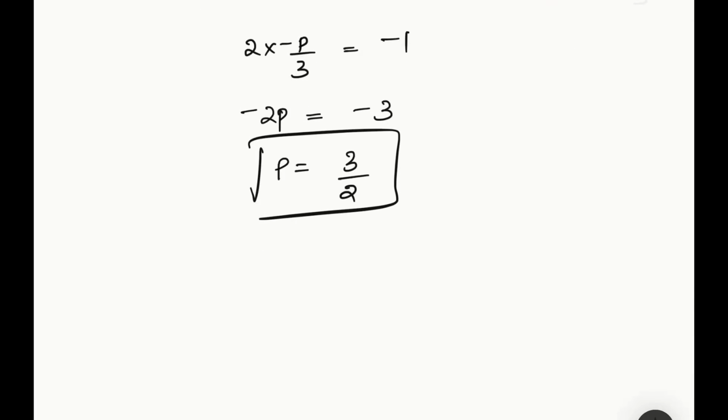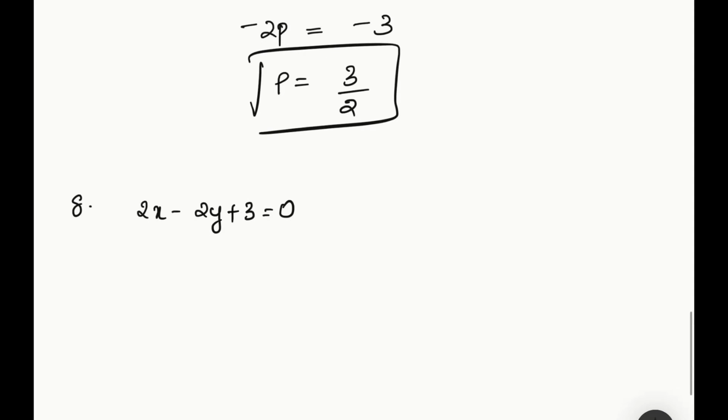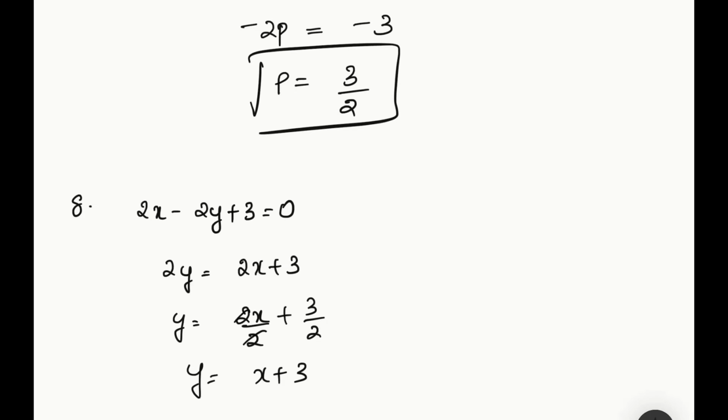Coming to the eighth question, the equation of the line AB is 2x minus 2y plus 3 equal to 0. Find the slope of AB. So how do you do it? 2y equal to 2x plus 3, right? So y is equal to 2x by 2 plus 3 by 2. So you'll get y is equal to x plus 3 by 2.